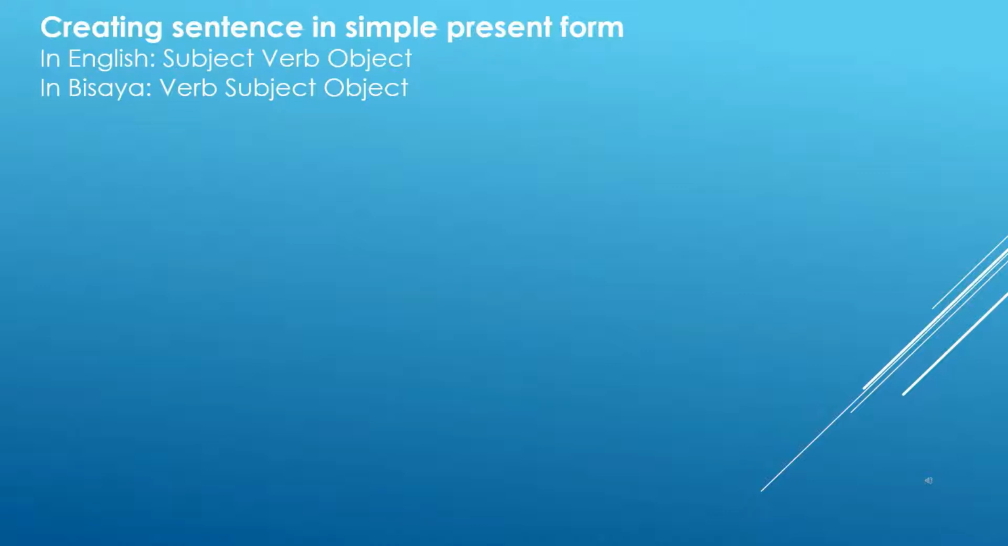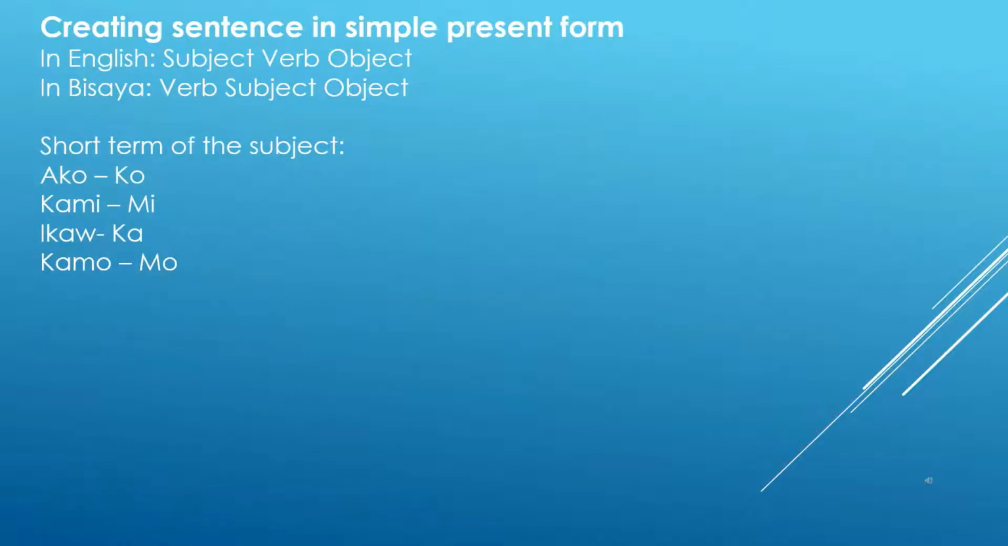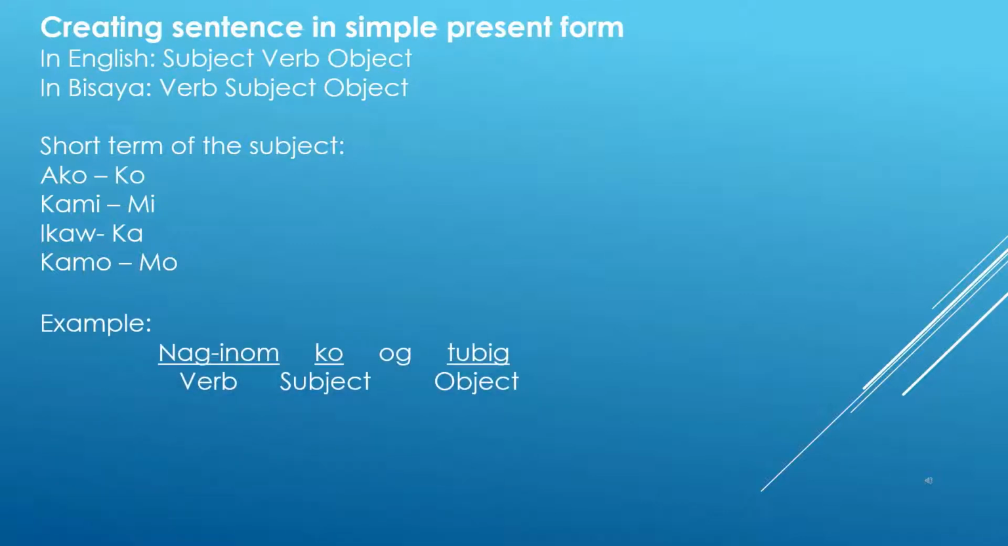Before we proceed to the examples, I would like to tackle the changes of the words of the subject in these sentences. We are making the words shortened for the correct usage of the sentence. As you can see, ako is now only ko, kami is now mi, ikaw is now ka, and kamo is now mo. Please take note that the original translation of the said words are the same. It will only change upon the usage of the sentence.